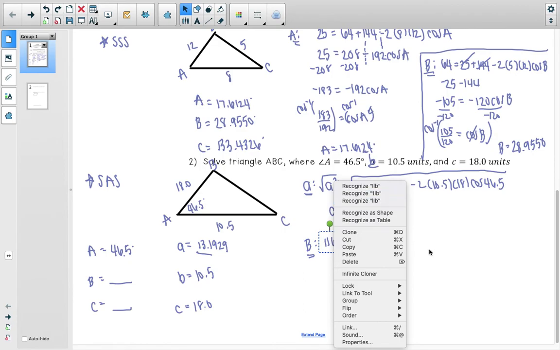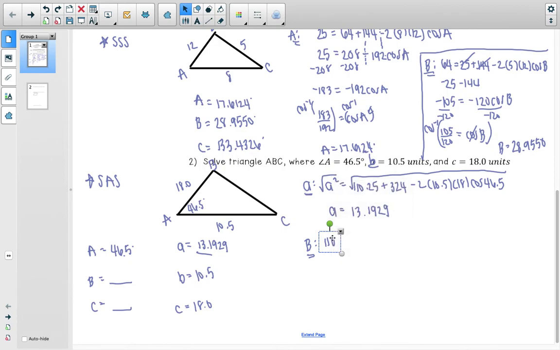I'm really bad about clicking this little thing on the side. Start over. 110.25 equals a squared, which is this number. So you're going to take 13.1929 and you're going to square it.